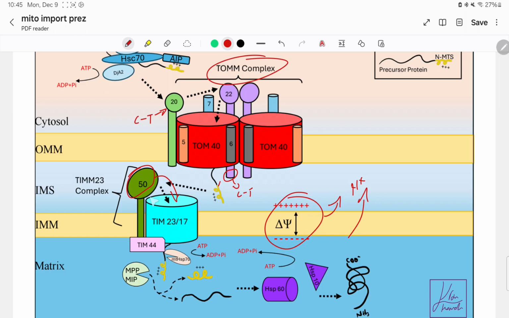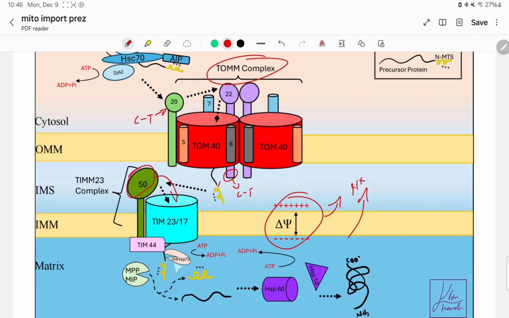Okay? Now, how does this protein get pulled through the TIM23/17? Well, I told you that there's a TIM44 adapter protein here, bound right towards the membrane. And I also said that there's a special phospholipid that resides in the inner membrane called cardiolipin. And cardiolipin helps orient this precursor protein in a way where it can interact with these guys. Okay?